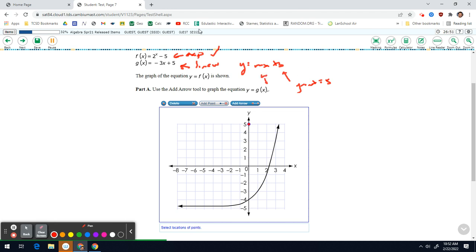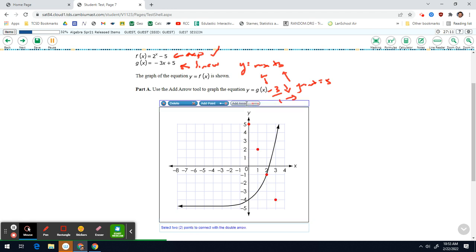And now this negative 3 is the slope, right? So we have a slope of negative 3 over 1, which means we're going to go down 3 and right 1. So I'm going to go over here and add another point. I'm going to go down 3, right 1. And I'm actually going to keep going all the way to the end of the graph. Down 3, right 1, down 3, right 1.